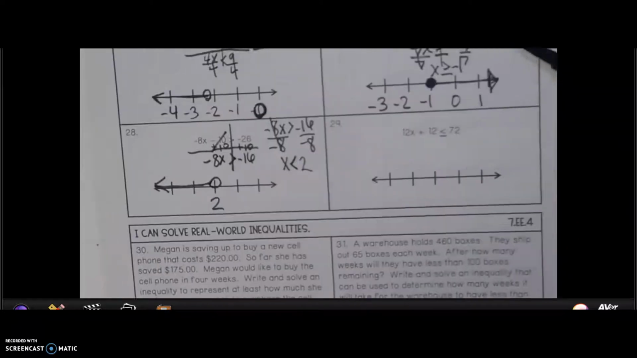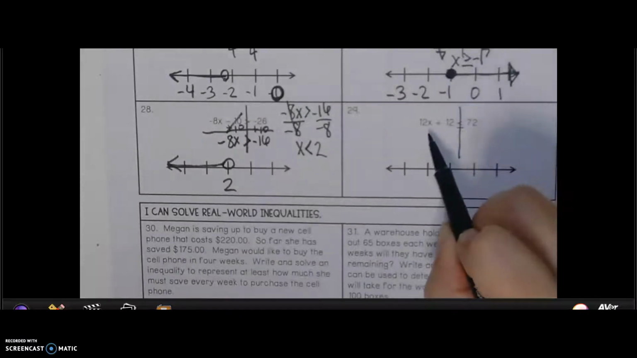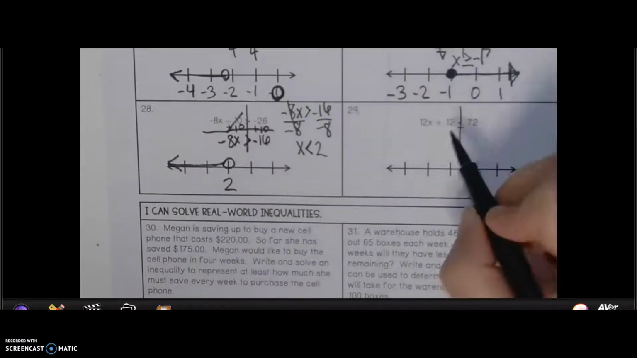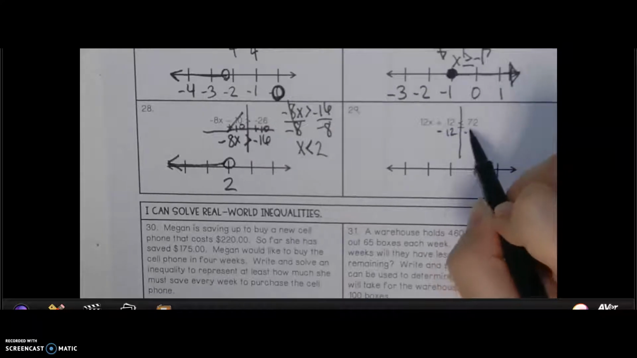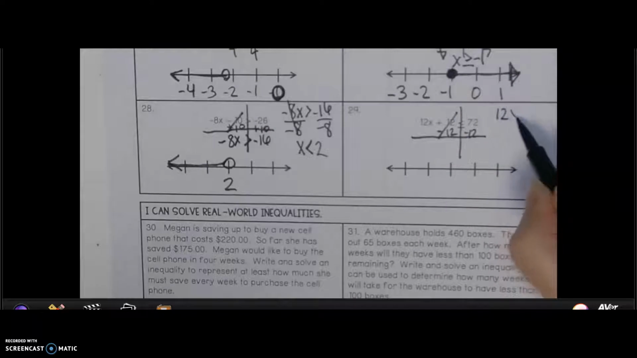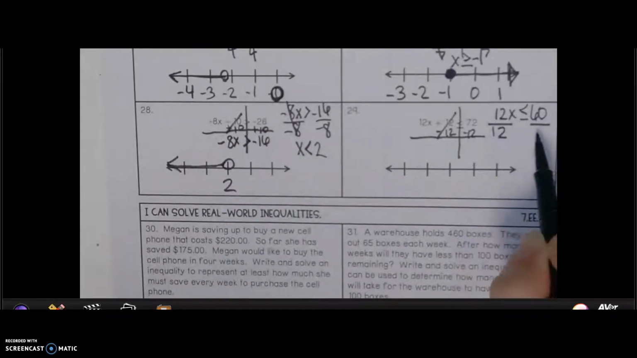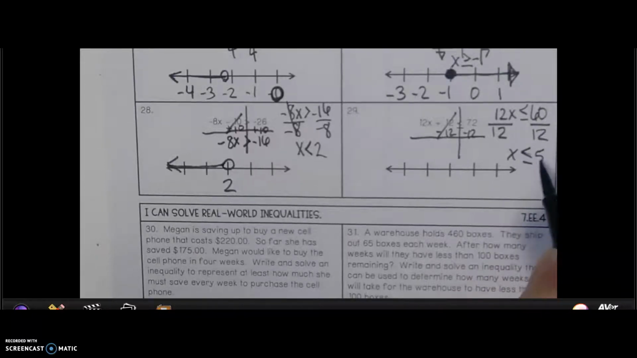Okay, number 29. 12x plus 12 is less than or equal to 72, so we're going to subtract 12 from both sides. Okay, I'm going to rewrite up here because I'm running out of space. 12x is less than or equal to 60, because 72 minus 12 is 60. We're going to divide each side by 12. So x is less than or equal to 5.